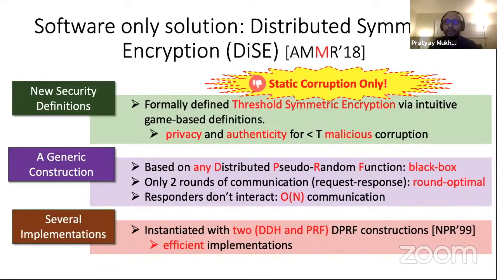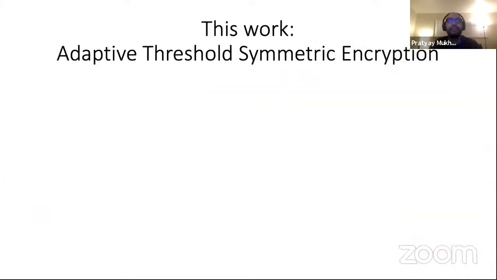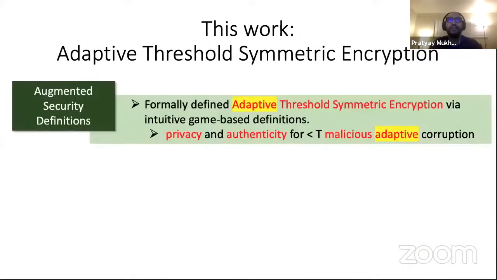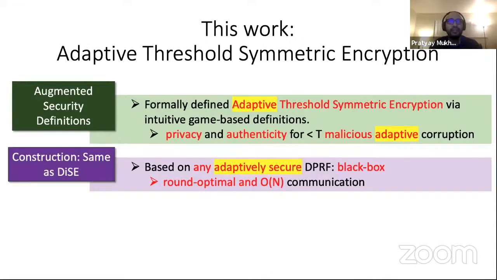The adversary corrupts the parties in a static manner that stays the same throughout the game. So in this work, we updated that to the adaptive setting. In particular, we formally defined adaptive threshold encryption with the same privacy and authenticity guarantees. The generic construction that was in DICE actually becomes adaptively secure when plugged in with an adaptively secure DPRF in a black box manner.